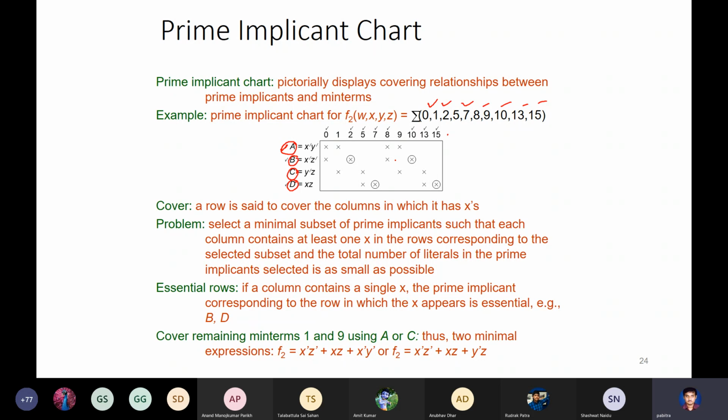Okay. So how do you find out that? What does 0 correspond to? 0 corresponds to 0, 0, 0, 0, which is W prime, X prime, Y prime, Z prime. So X prime, Y prime is part of that. So you put a cross. What is 1? 1 is 0, 0, 0, 1. It is W prime, X prime, Y prime, Z. X prime, Y prime is part of that. Put a cross. Okay, understood? Is the procedure okay?